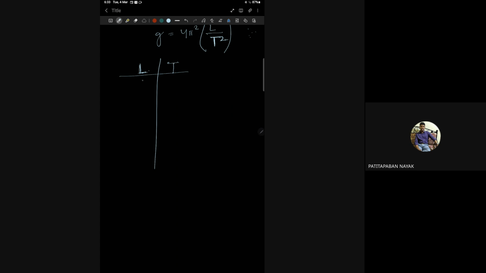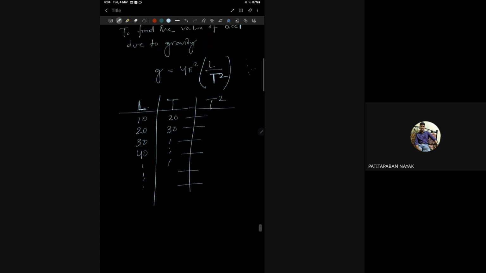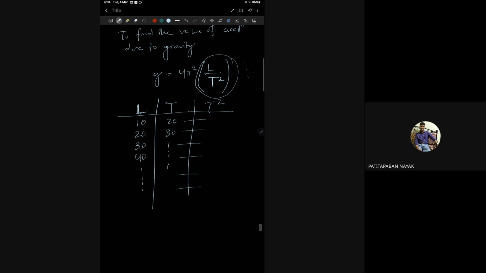So for different lengths, let's say for 10 centimeter, 20 centimeter, 30 centimeter, 40 centimeter and all, we get the time period like 20 seconds, 30 seconds, or like that only, so on and so forth. So if we try to find out what is T square, we can just square it and get the value. Okay. And then what we have to do, we have to find out the slope of this L upon T square.